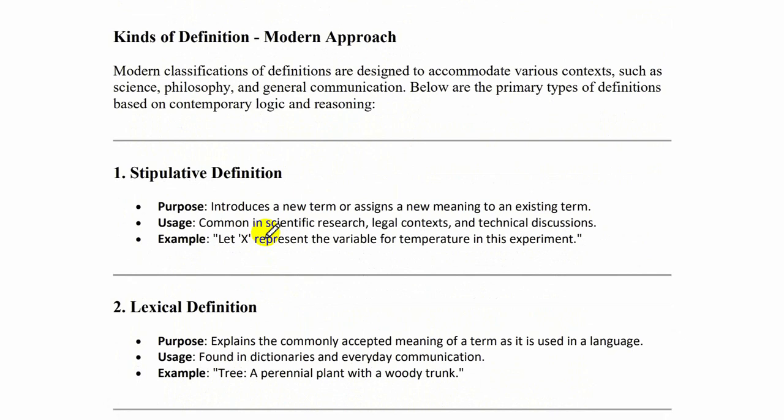Modern classifications of definitions are designed to accommodate various contexts such as science, philosophy, and general communication. Below are the primary types of definition based on contemporary logic and reasoning. Stipulative definition.